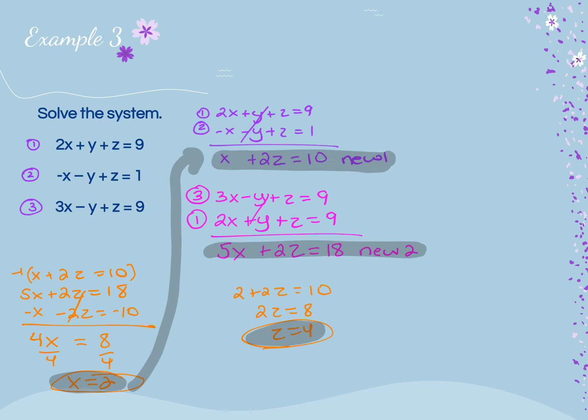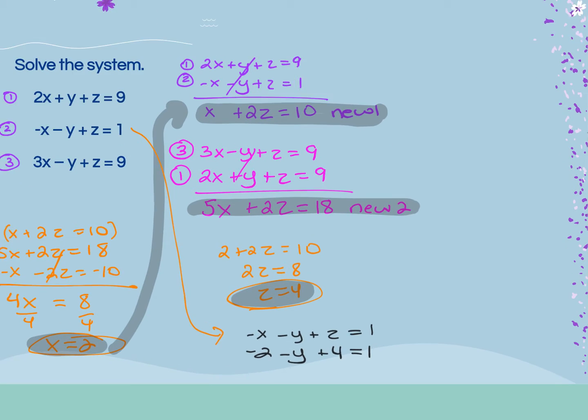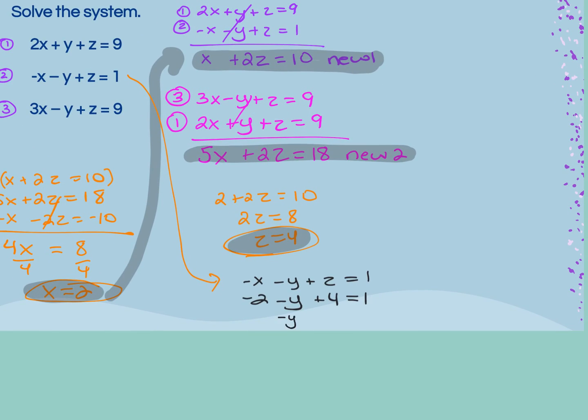And I have to plug that one in where? Yep. I think you said 2. Yeah, one of the originals, and I would have probably picked 2. So negative x minus y plus z equals 1. Negative 2 minus y plus z, which is 4, equals 1. Negative y plus 2 equals 1. Negative y would equal negative 1, and y would equal positive 1.